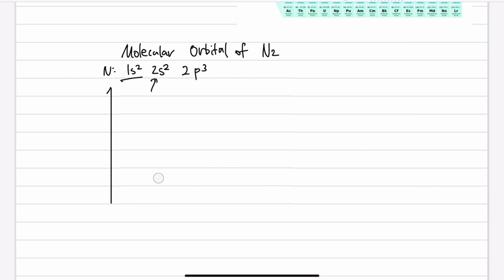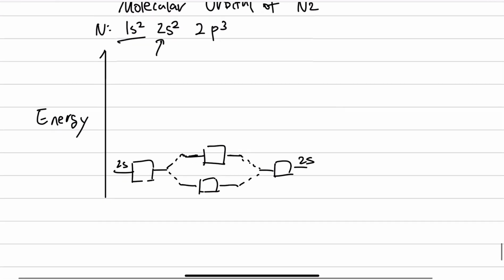Okay, I'm going to draw it better than that though. So, 2s, and this line here is in terms of energy. Yep, 2s, and since it's 2s2 here, we fill in 1 2 1 2.